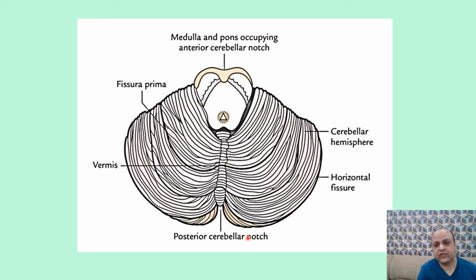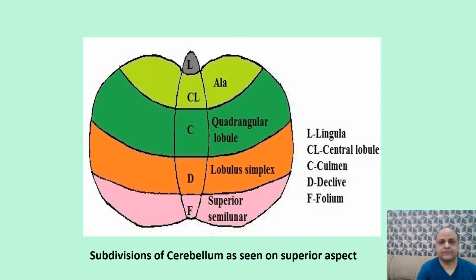Then there is this horizontal fissure here which is separating the superior and inferior surfaces of the cerebellum. We will subsequently do that. There is another fissure of the cerebellum known as the posterolateral fissure that we will come to later on.